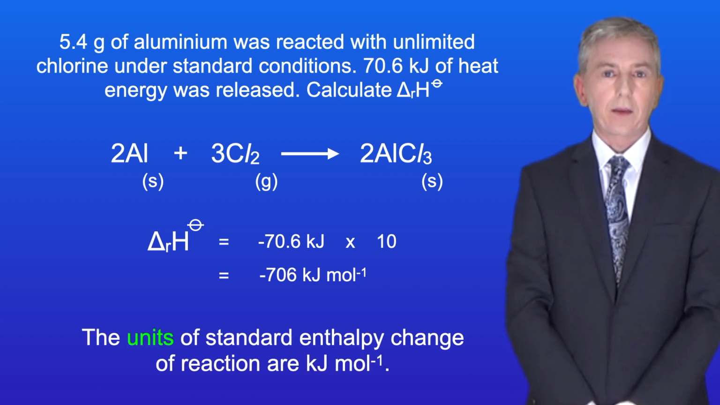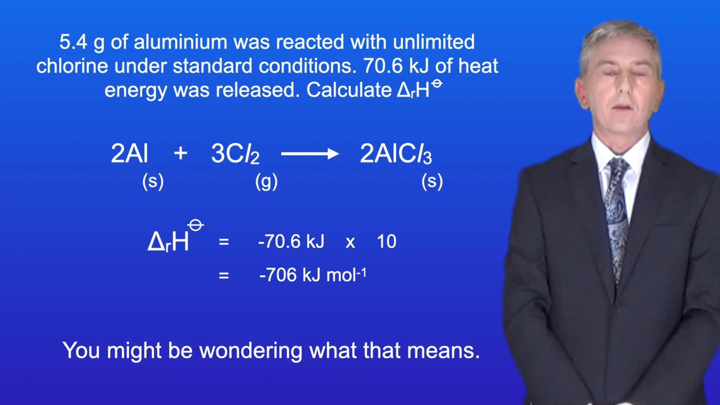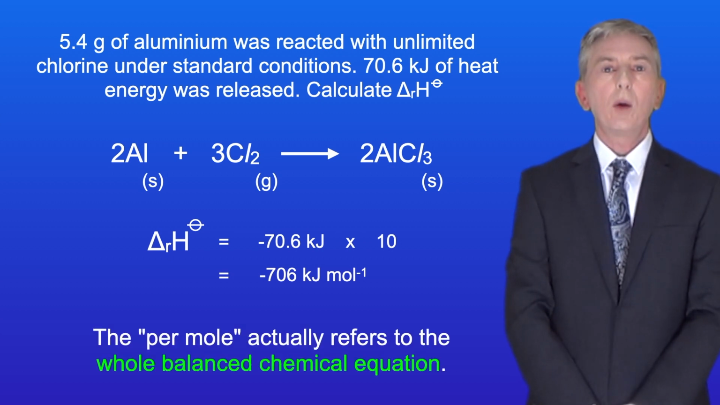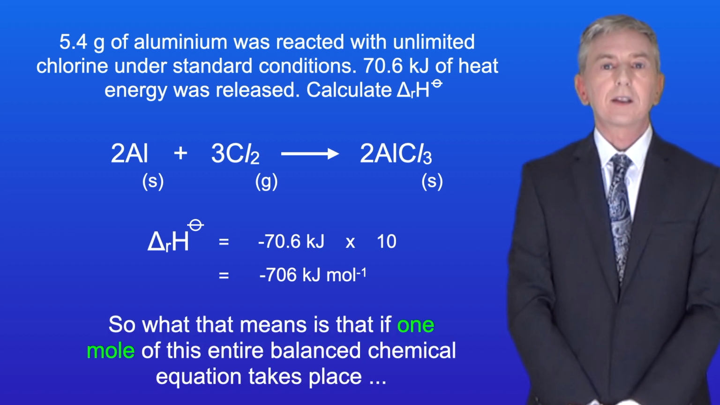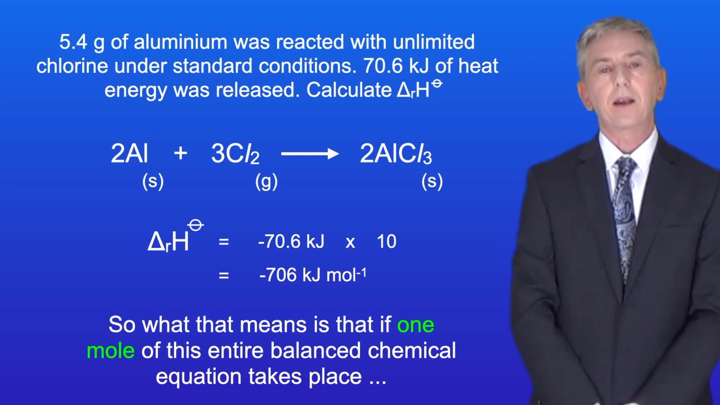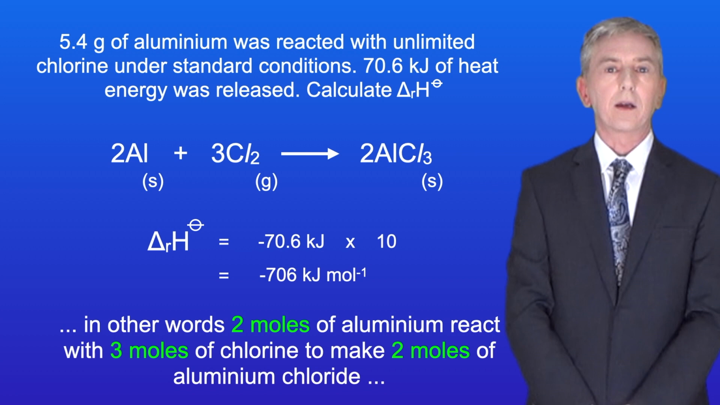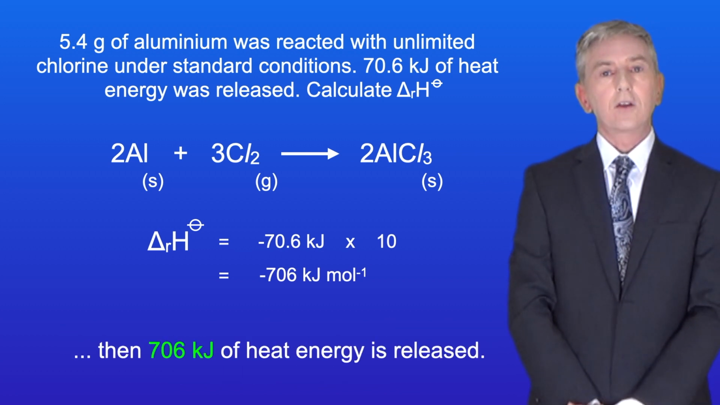Okay, now the units of standard enthalpy change of reaction are kilojoules per mole, and you might be wondering what that means. What does per mole refer to? Well, the per mole actually refers to the whole balanced chemical equation. So what that means is that if 1 mole of this entire balanced chemical equation takes place, in other words 2 moles of aluminium react with 3 moles of chlorine to make 2 moles of aluminium chloride, then 706 kilojoules of heat energy is released.